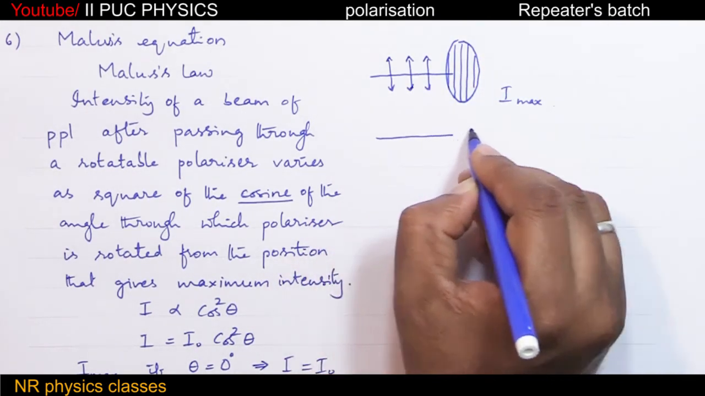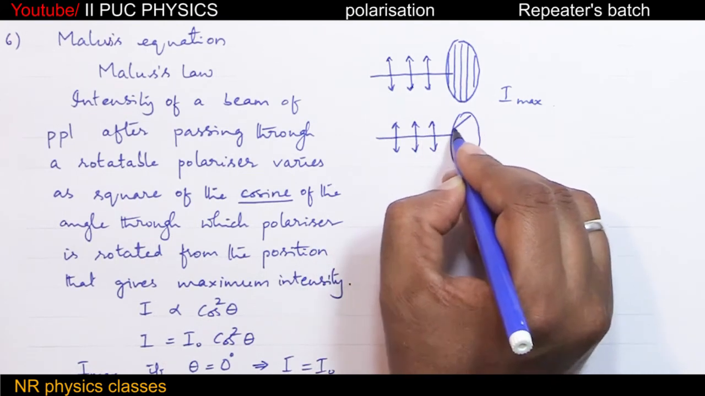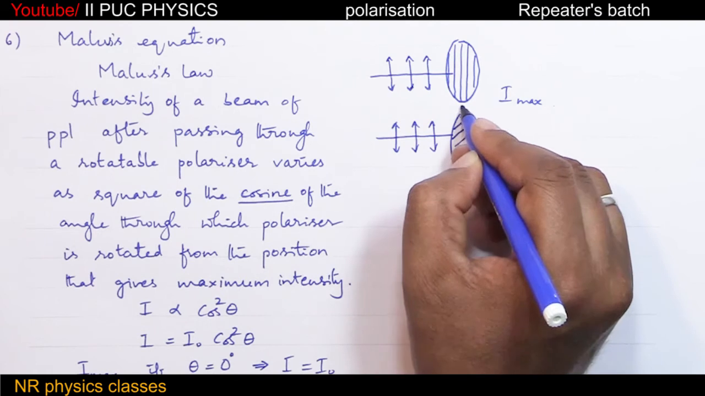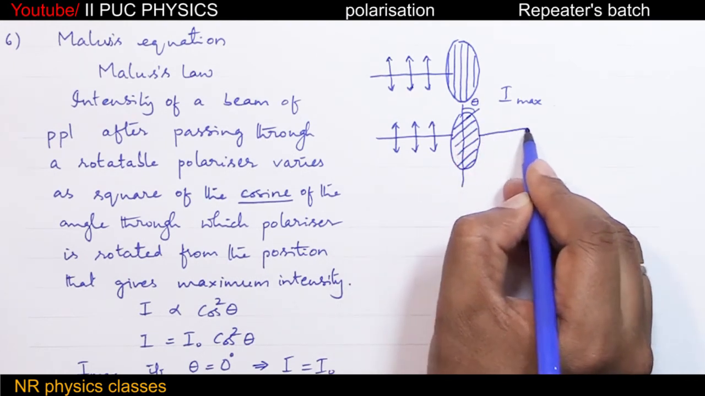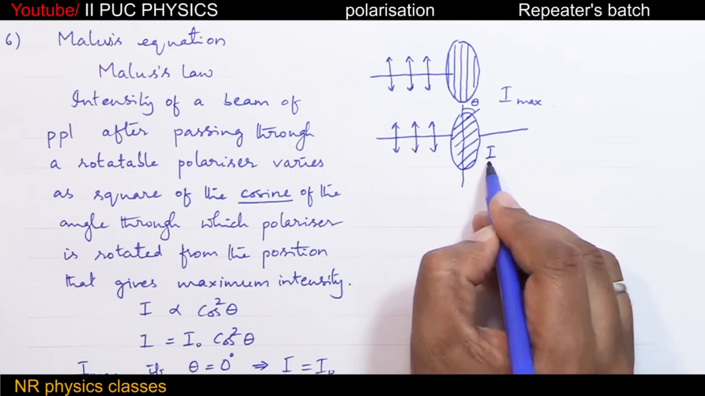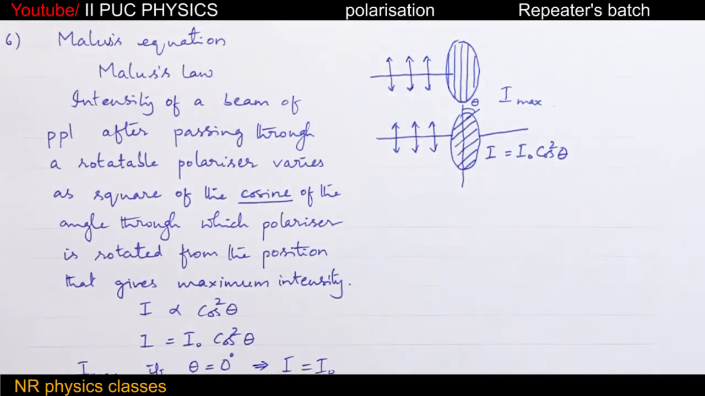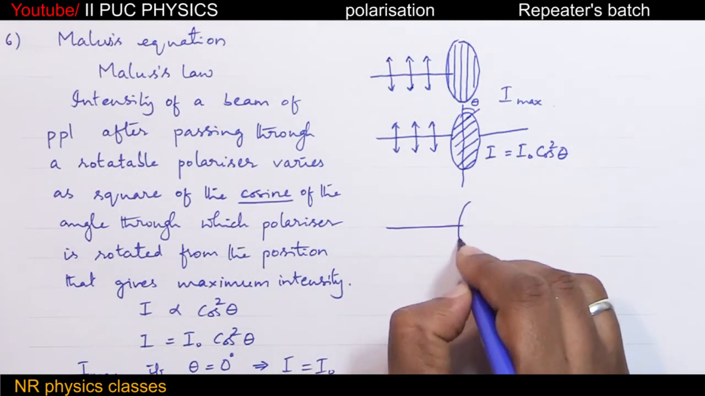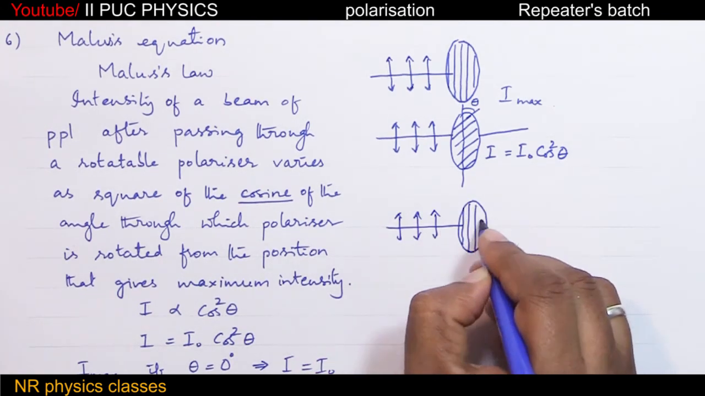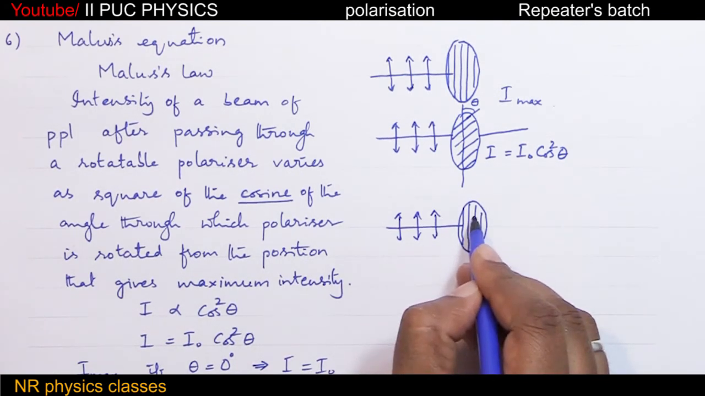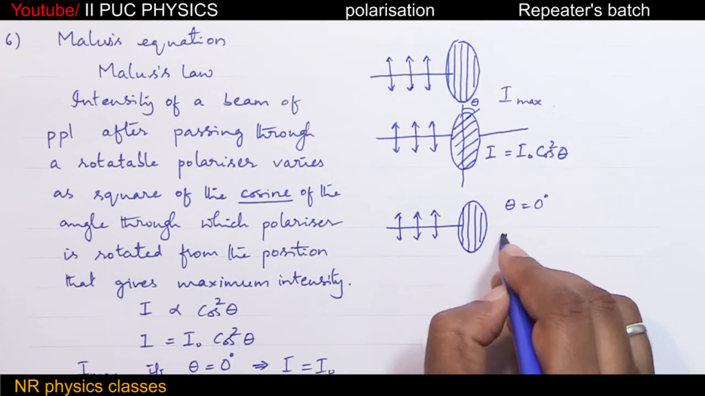Suppose this is the polarizer, this is the incident plane polarized light. The polarizer is rotated by theta. See, initially it was vertical. Vertical to theta means this angle is theta. The intensity after the polarizer is given by I naught cos square theta. If theta is 0 degrees, the angle between these vertical lines and this is 0. Theta 0 degrees means this light can easily pass through the polarizer. So intensity is maximum.